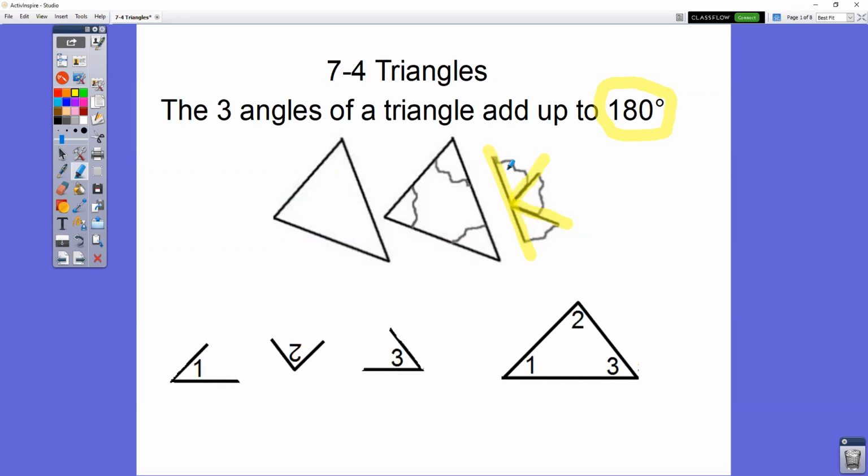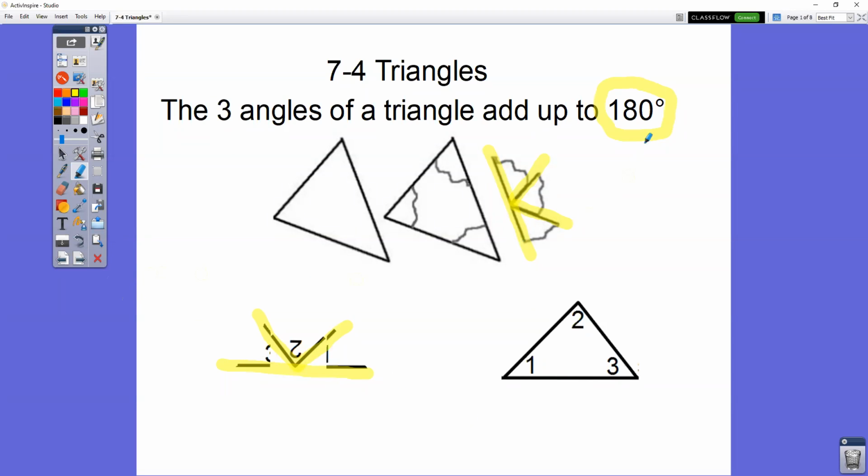Remember that supplementary angles can be divided into two or three pieces. This one is divided into three pieces. Supplementary angles add up to 180 degrees, and so do the three angles of a triangle. It would be like taking this triangle that we have right here with angle 1, angle 2, and angle 3. It's a little bit hard for me to do on here, but if we take these angles and we match them up perfectly, again, we have the three angles of a triangle forming supplementary angles right here. And those form 180 degrees.